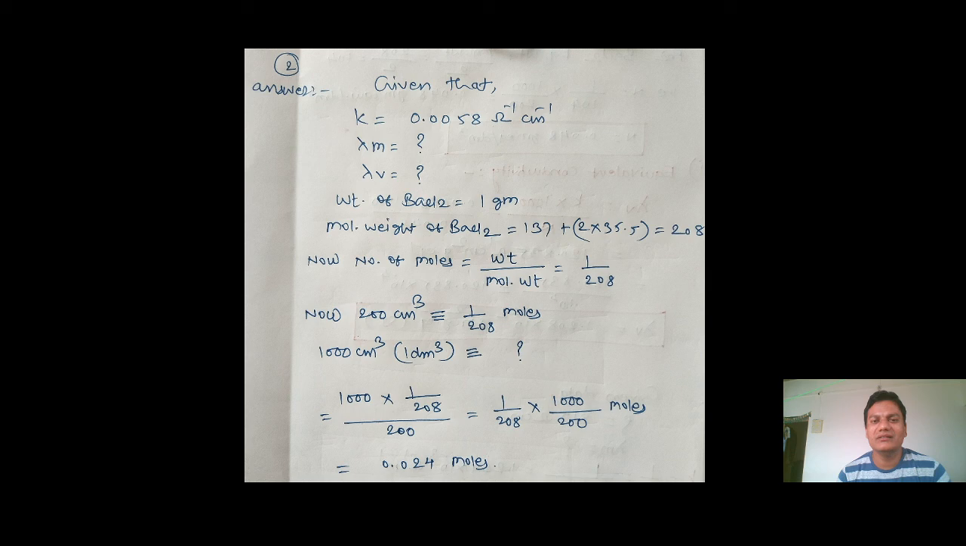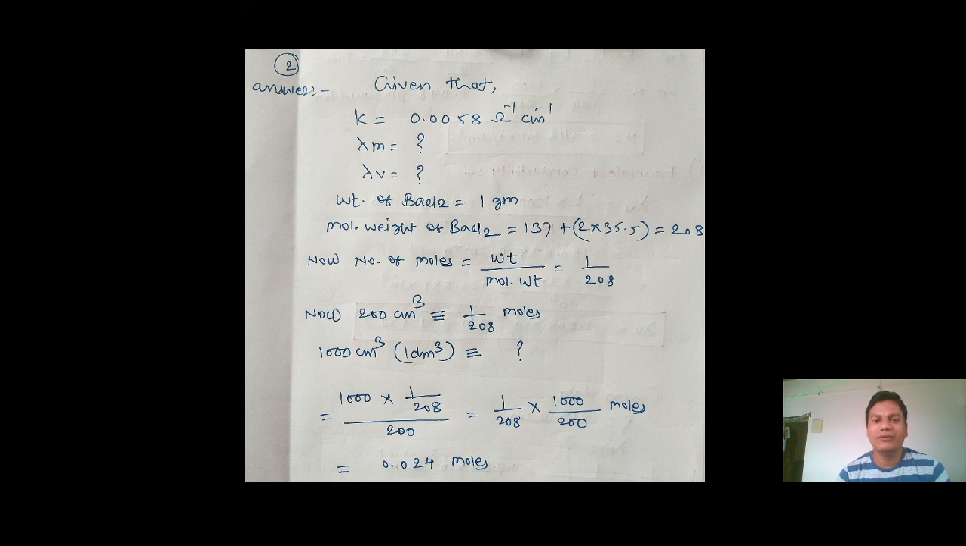So now it is easy. You can determine the number of moles. See here, number of moles is equal to weight divided by molecular weight. So it is 1 upon 208. So this is the number of moles. But this is for 200 cm cube or 200 ml of water. So now we have to calculate for 1 dm cube, that is for 1 liter.